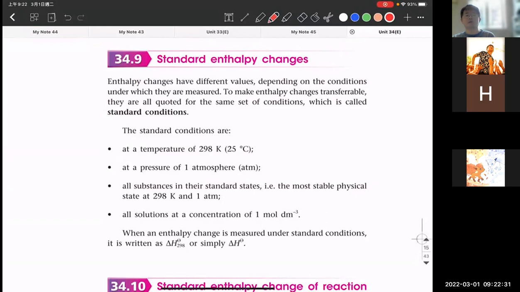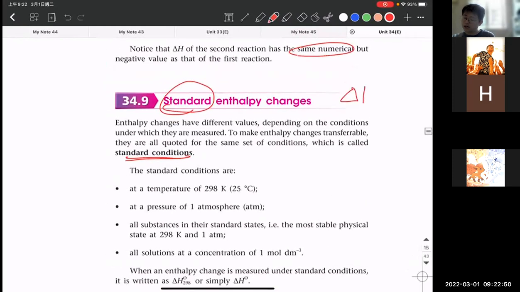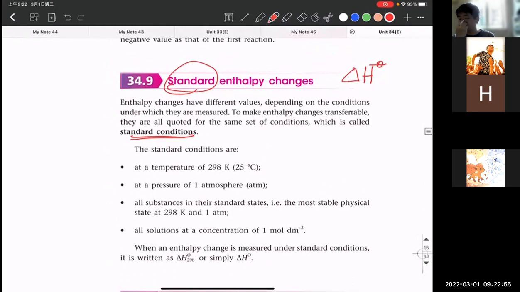Because for these, different people will have different measurements of enthalpy changes. So it's time to make it a standard. So here comes the standard enthalpy changes. We would measure the enthalpy changes in standard state. Can you see that standard state? With the abbreviation delta H, with the sign here, which means that you are going to measure at standard conditions.